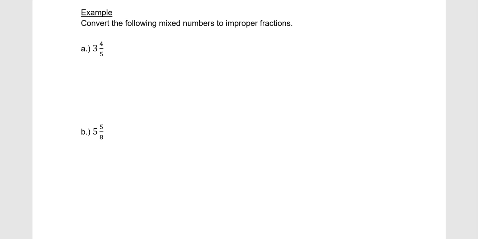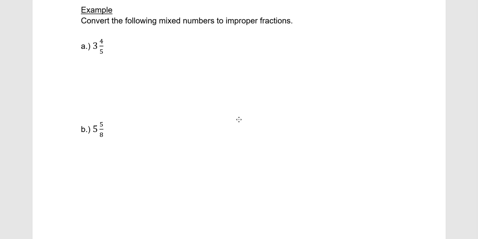So we're going to convert these to improper fractions. We have 3 and 4/5. So based on these steps, we're going to multiply denominator times the number out front plus the numerator, and that's going to all be over that original denominator of 5. 5 times 3 is 15. 15 plus 4 is 19. So 3 and 4/5 equals 19/5, or 19 over 5.